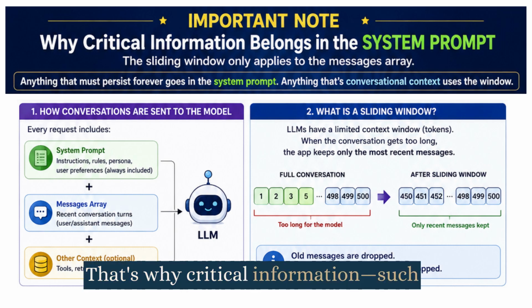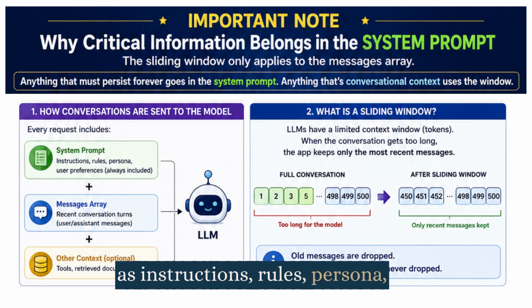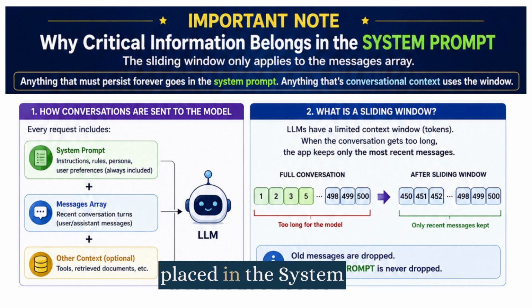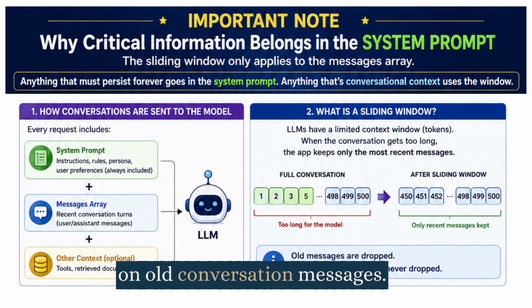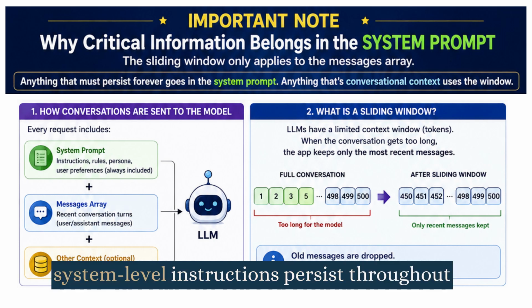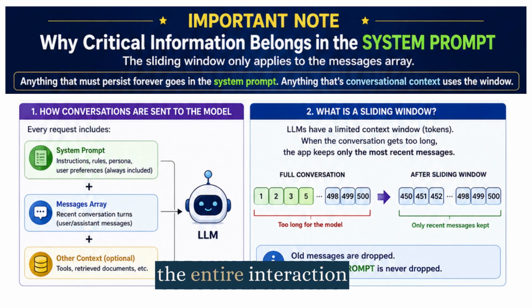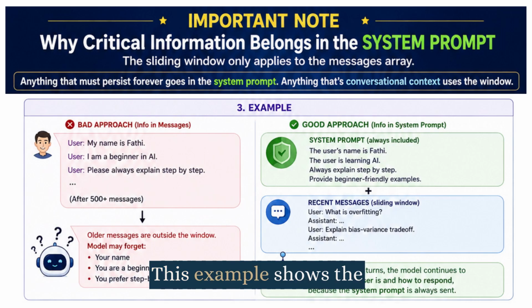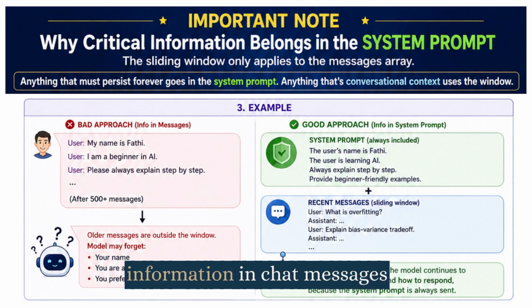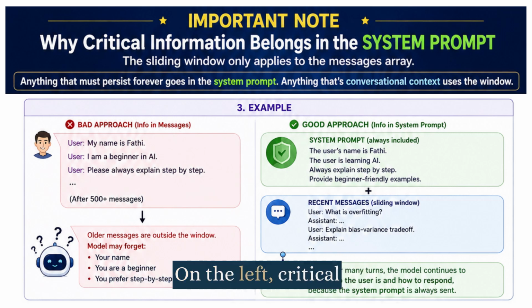That's why critical information, such as instructions, rules, persona, or user preferences, should be placed in the system prompt rather than relying on old conversation messages. In short, conversational context can be forgotten, but system-level instructions persist throughout the entire interaction. This example shows the difference between storing important information in chat messages versus the system prompt. On the left, critical details like the user's name, skill level, and preferences are stored in the conversation history and may be lost when older messages fall outside the sliding window.